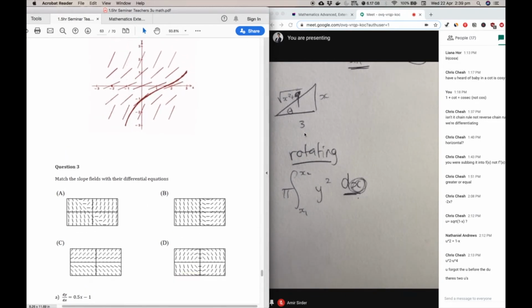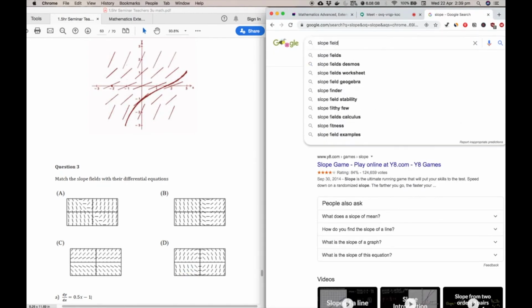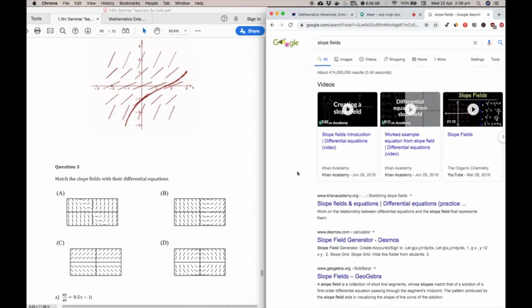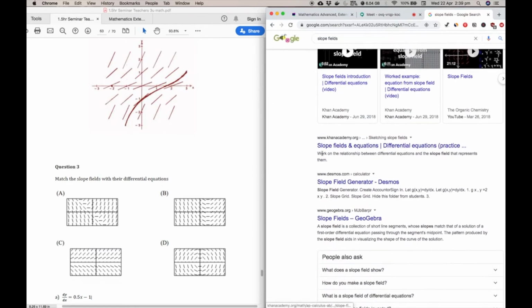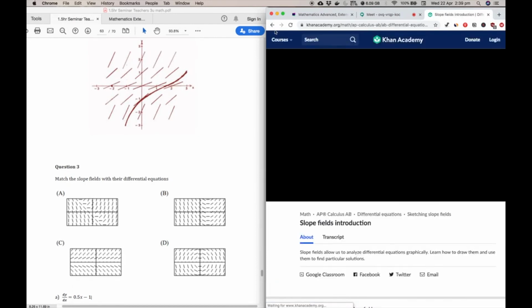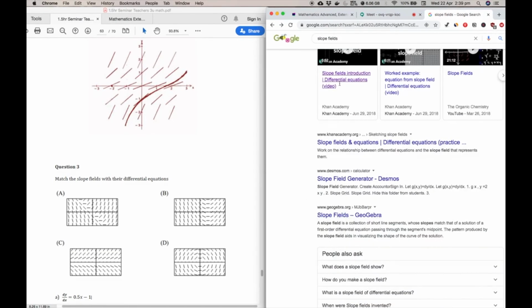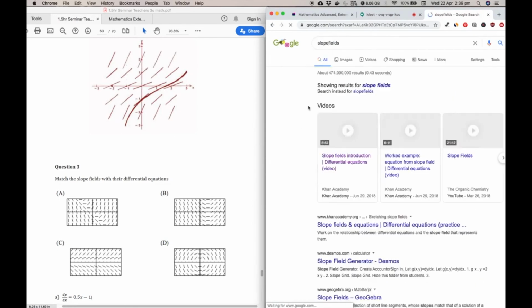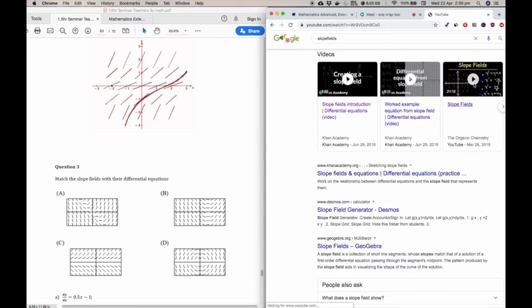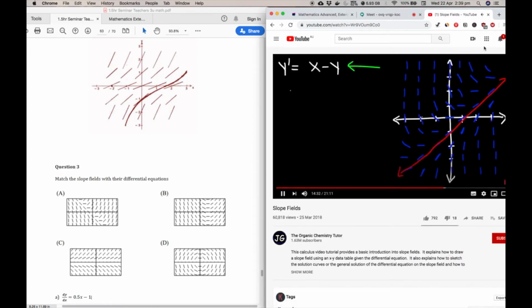If you just Google slope fields, there's a really awesome video that explains how it works. I think it might be a Khan Academy one. I was watching one the other day. That was weird. Not creating a slope field. Where's my history? I think it's this one. This is the one. Organic chemistry. So it's kind of near the end where it's quite useful.